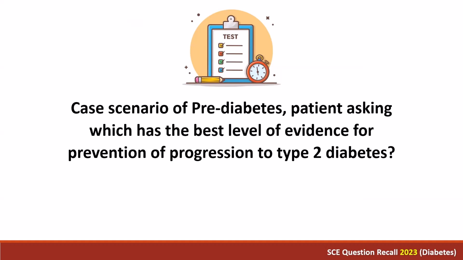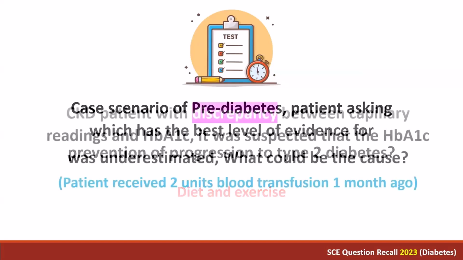Another question from the SCFHS exam recall 2023, a pre-diabetic patient, and it asks about the level of evidence for prevention of progression to diabetes mellitus. And of course, as I mentioned, the recommendation is lifestyle, weight loss with lifestyle modification and exercise.